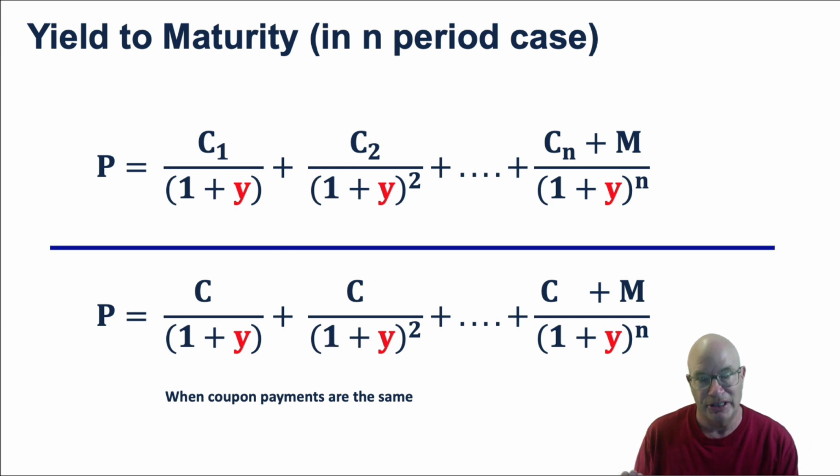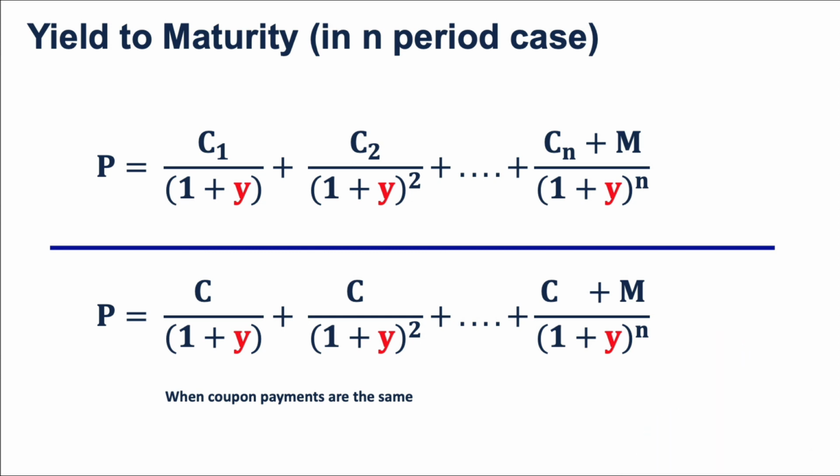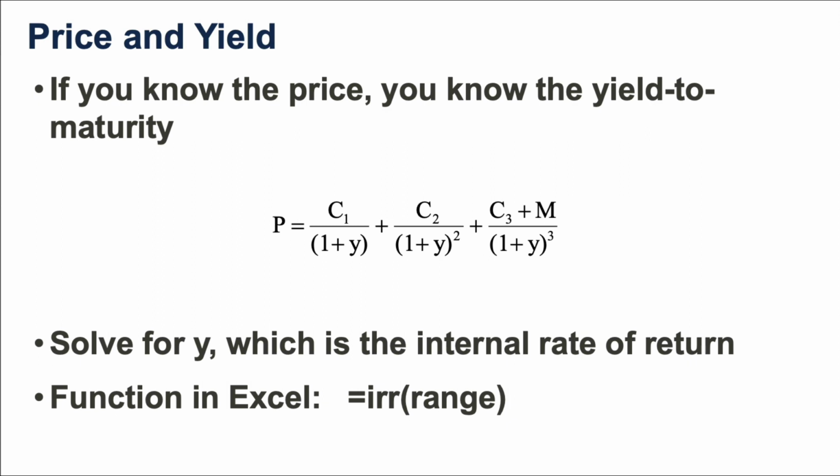Here you see at the top the equation for n periods, and below that, often the coupon payments are the same for the bond, so we just take out the C1, C2, and just put the coupon payment. That would be the typical case for a treasury note. All right, if you know the price, again, you know the yield to maturity, and you can solve for the Y.